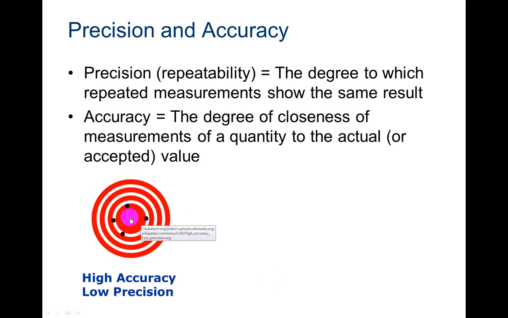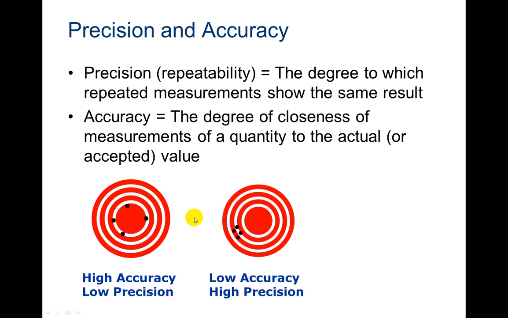And I really wouldn't call this high accuracy, maybe good accuracy, but high accuracy would actually be all of them on that middle part. But we have low precision. Notice that, yes, it's here at the bullseye, but they're sporadically around. Okay. What about this one?